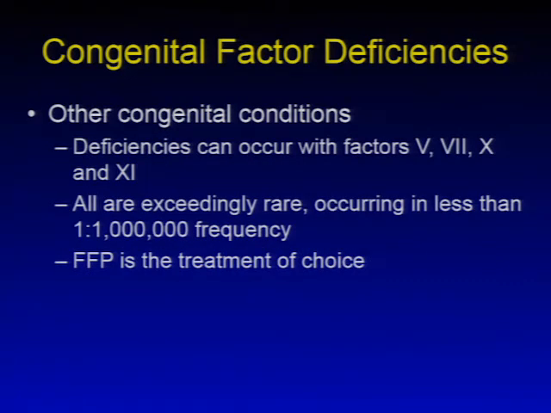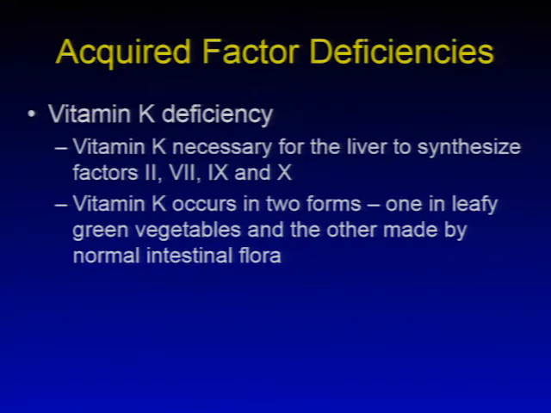There are a few other congenital factor deficiencies. They include factors 5, 7, 10, and 11. These are, again, very, very rare, on the order of 1 in a million or less in frequency. And for all of them, FFP is the treatment of choice to replace that deficient factor.